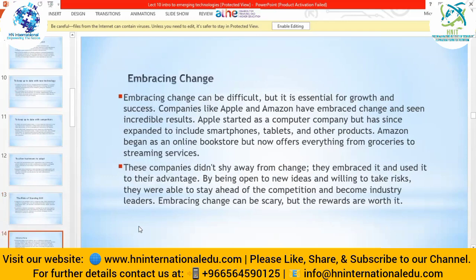Embracing change. Embracing change can be difficult, but it is essential for growth and success. Companies like Apple and Amazon have embraced change and seen incredible results. Apple started as a computer company but has since expanded to include smartphones, tablets, and other products. Amazon began as an online bookstore but now offers everything from groceries to streaming services. That is called change. We have to take a risk, and then there will be more and more options if we go along with technology. These companies didn't shy away from change, they embraced it and used it to their advantage. By being open to new ideas and willing to take risks, they were able to stay ahead of the competition and become industry leaders. Embracing change can be scary, but the rewards are worth it.